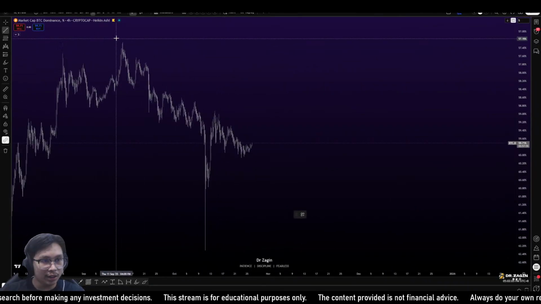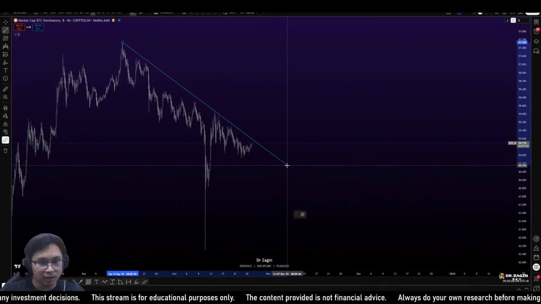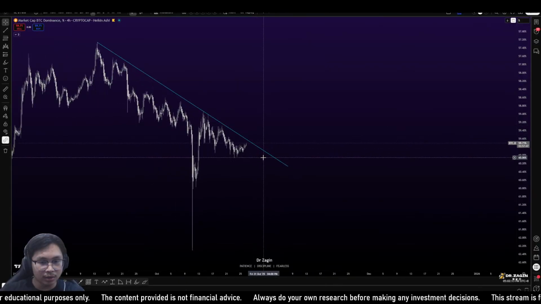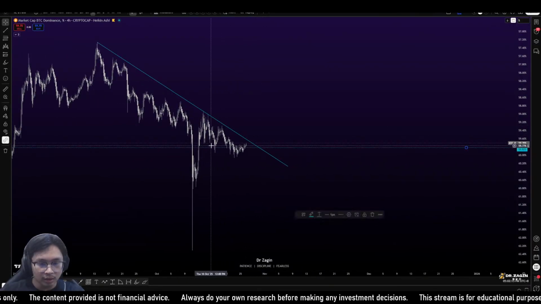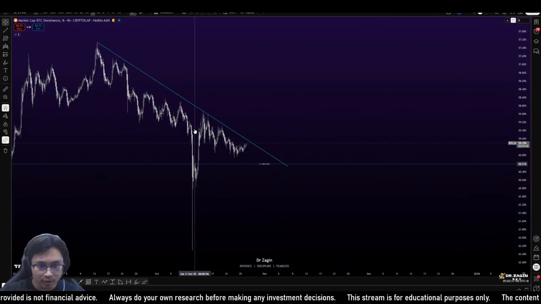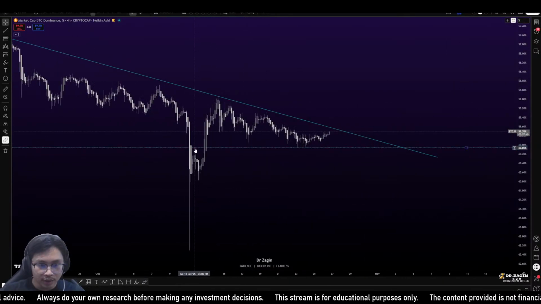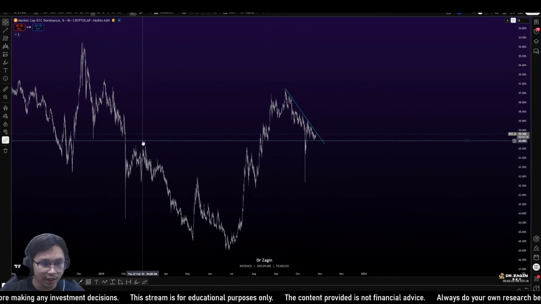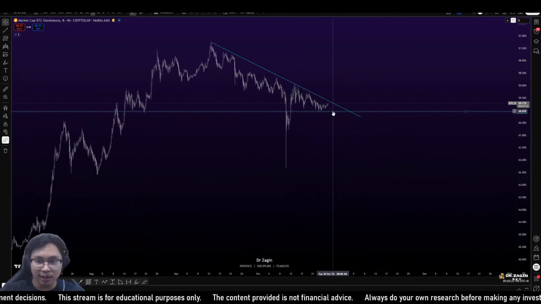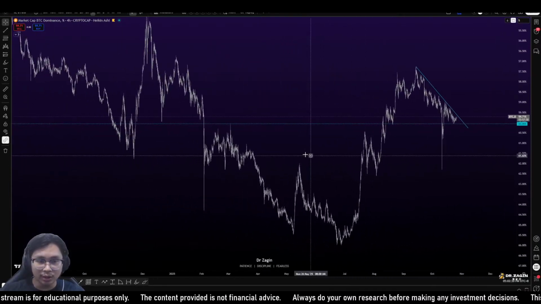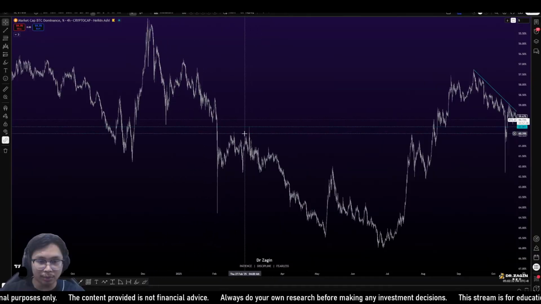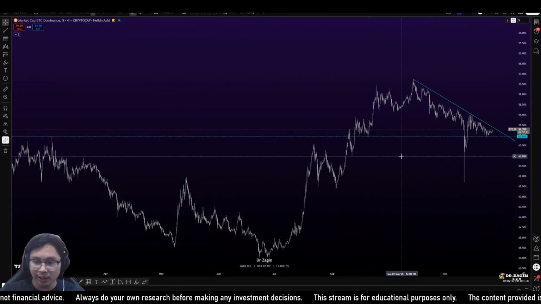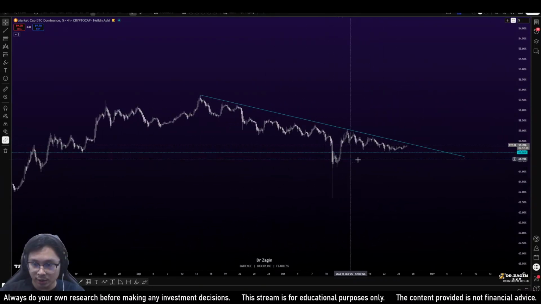So from what I can see, this is the potential resistance. I'll use this as support. Touch, then another touch, so that means this is a valid support, since based on the previous price history, there are reactions on this week and this week.